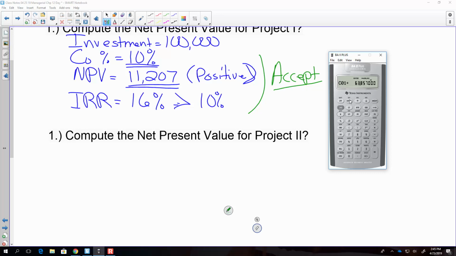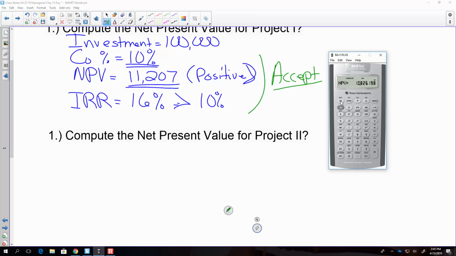How often do I receive that cash flow? Twice. So hit 2 for F1 and enter that. Is there any more cash flows, any different amounts? Nope, that's all we have. So we're done with our cash flow entry. Click on net present value. What is I? 10. Enter. And then down arrow. And compute.